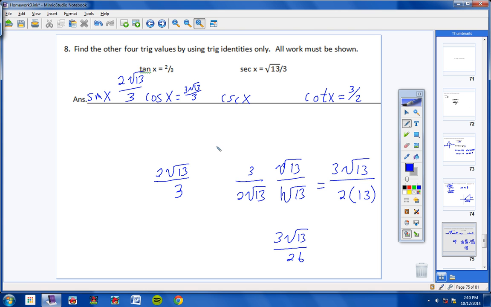Now, I'm not getting that on my answer sheet, so I wonder what I did wrong here. Let me see real quick what I did wrong. Let's see. Maybe my answer sheet is incorrect. Let's see here.